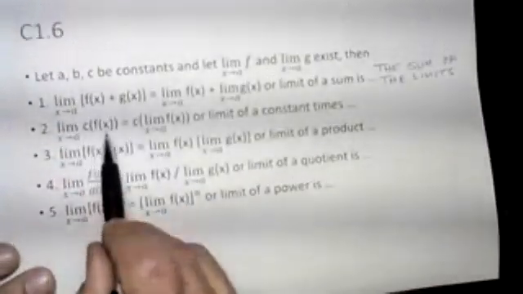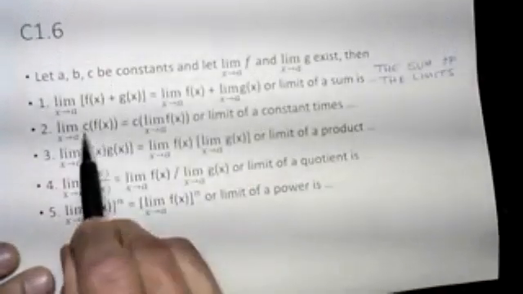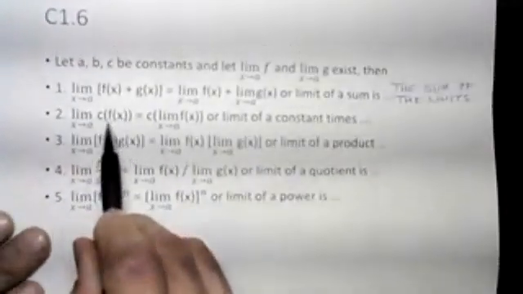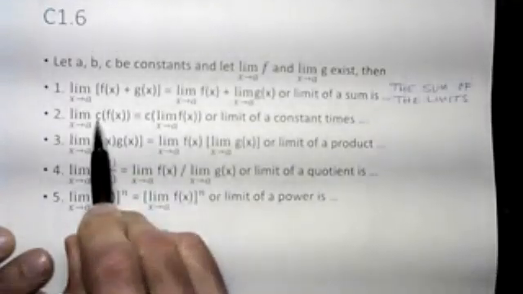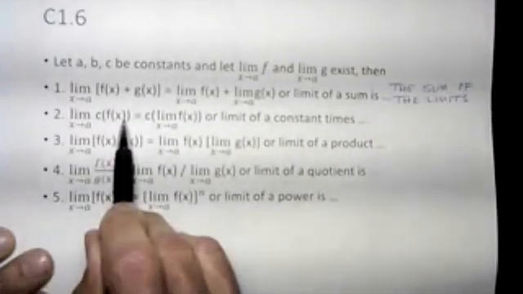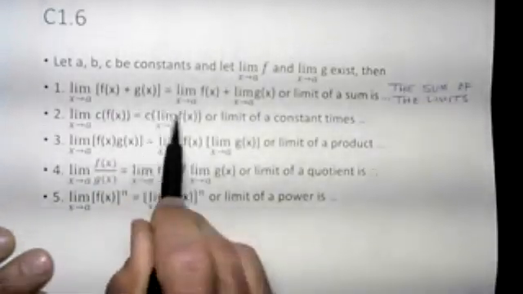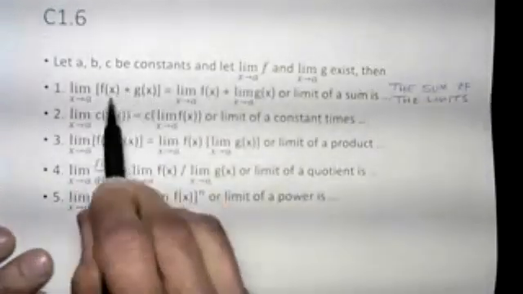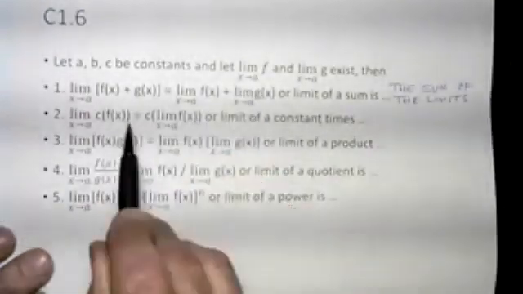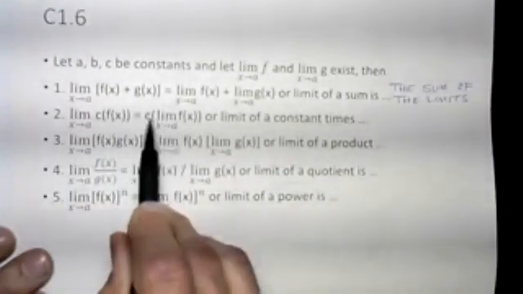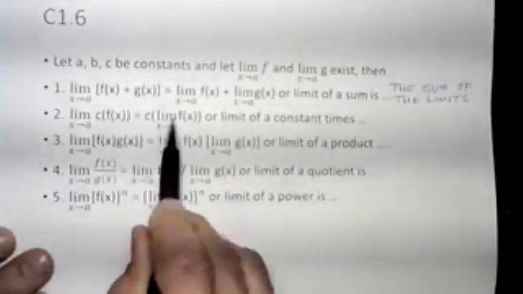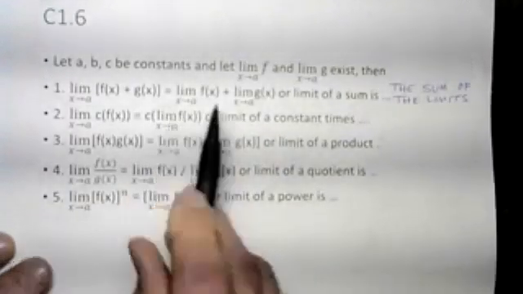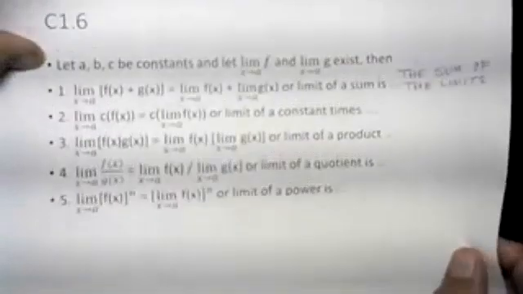Okay, the next one. The limit of a constant times a function. That is when you take a function times some real number, okay? So the limit of a constant times a function looks just like up here with the limit of a sum is the sum of the limits. The limit of a constant times a function looks like the constant times the limit of the function. Okay, let's check that out with a demonstration just to show you that it works.